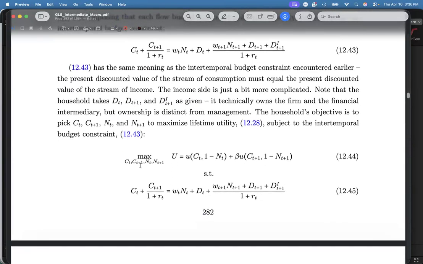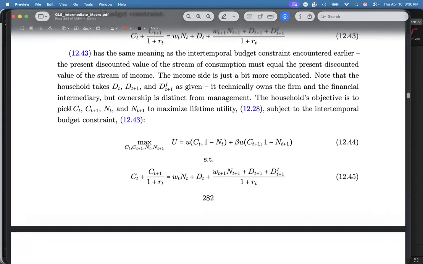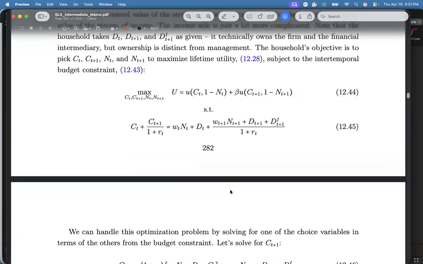So the household's objective is to pick C_t and C_t+1, so these are their consumptions, and to pick N_t and N_t+1, to maximize 12.28 subject to the intertemporal budget constraint 12.43. And guys, this is it. 12.44 and 12.45. This is the setup to the problem that you should either memorize for some reason, or if you don't want to memorize it, and I totally suggest this, you're able to derive it from first principles, from the flow budget constraint per period. But this is essentially the maximization problem of the households.